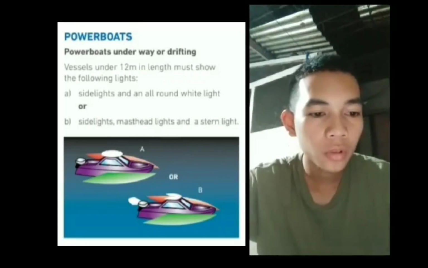The minimum range at which lights can be seen refers to conditions on a dark night with a clear atmosphere. Power boats underway or drifting: a vessel under 12 meters in length must show the following lights: A. Side lights and an all-round white light, or B. Side lights, a masthead light, and a stern light. Vessel navigation lights to be displayed.